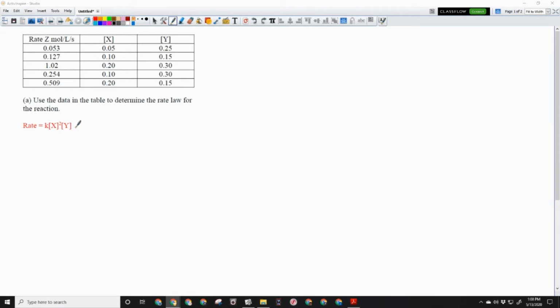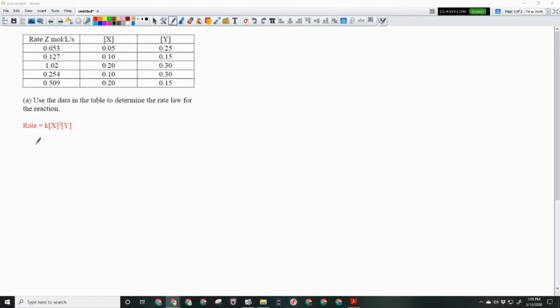All right, so here we have our rate equation. We already figured out the order. We're going to use the data in this table to fit this equation. So it's x to the second, y to the first, and what we want to do is solve for k, the rate constant.